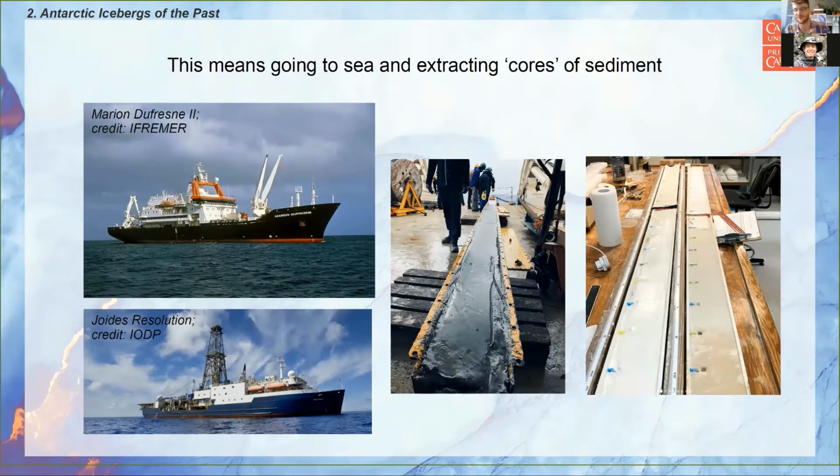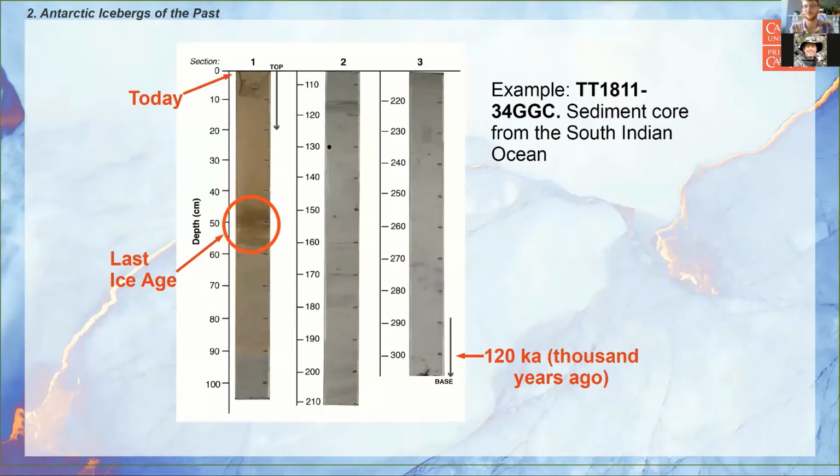So on the left, we've got two of the famous research vessels used for recovering sediment cores, the French Marion Dufresne and the American JOIDES Resolution. And on the right, we've got two photos from two different expeditions where we were recovering deep sea sediment from the Indian Ocean and the South Atlantic Ocean. And the principle here is relatively straightforward. If we take a core of sediment, the sediment at the top of that core is going to be younger, it's going to have been deposited more recently than the sediment at the bottom of that core.